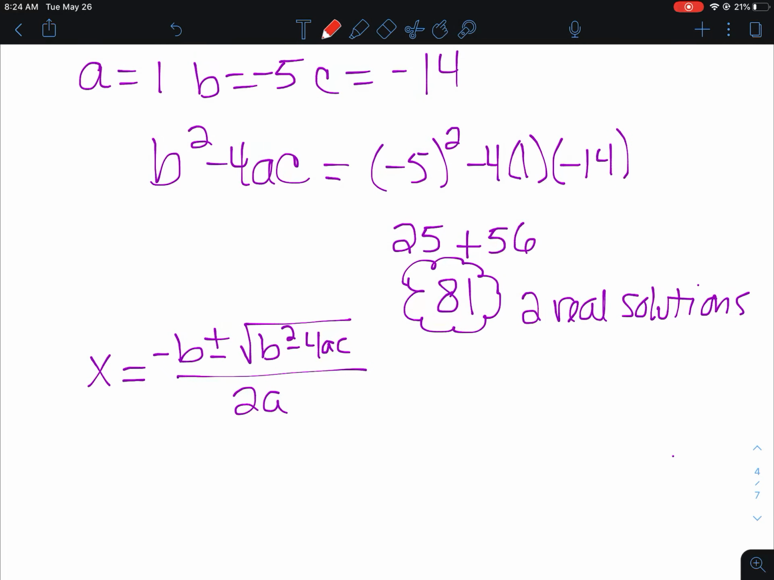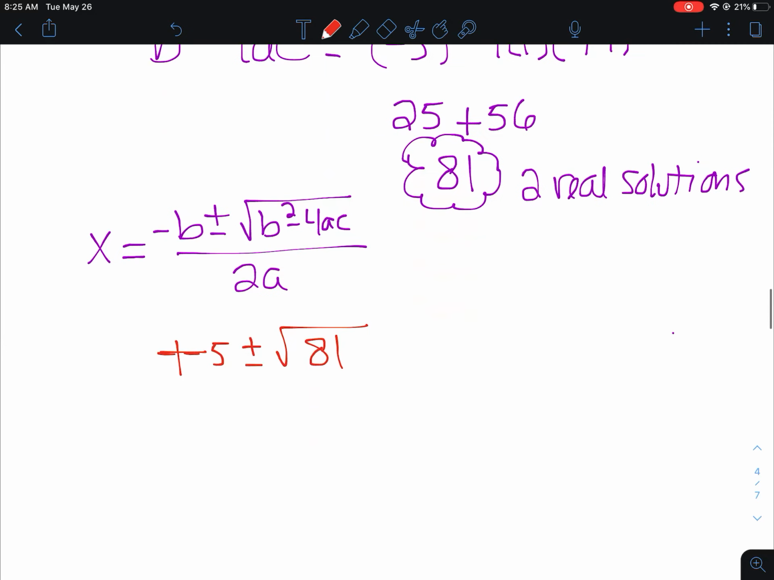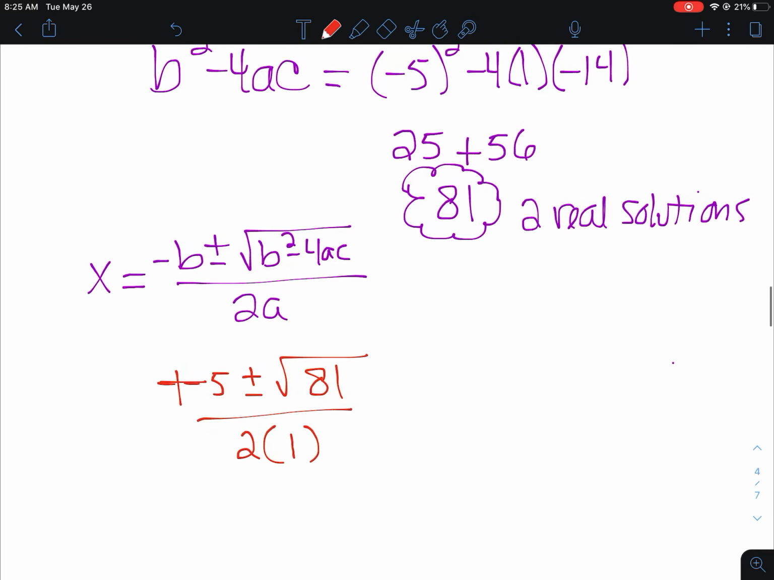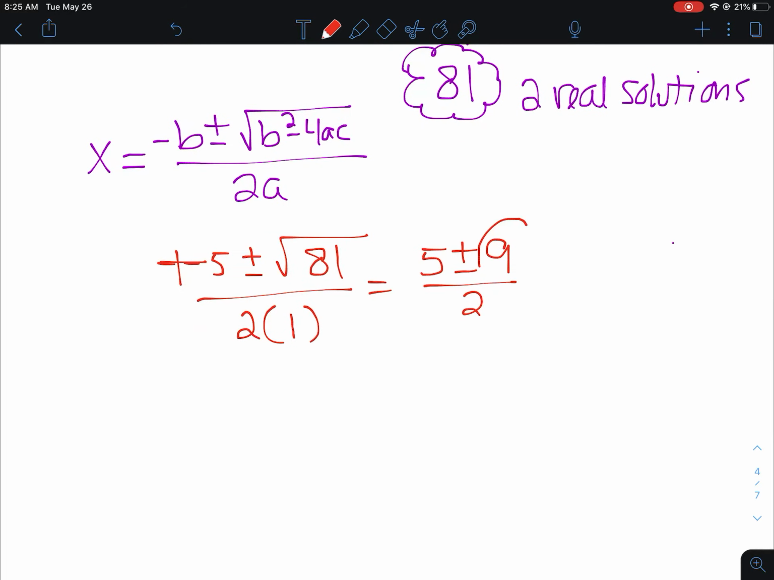I hope you sang that as I wrote it. So negative b, well, in this case b is already a negative 5. So negative b, negative negative 5, well, two negatives together really make that a positive, right? Plus or minus the square root of 81, all divided by 2a, so 2 times a was 1, so 2 times 1. So we have 5 plus or minus the square root of 81, we can actually find that, and that is 9, right? So if it does come out to a whole number, you want to actually do that. And then divide by 2.